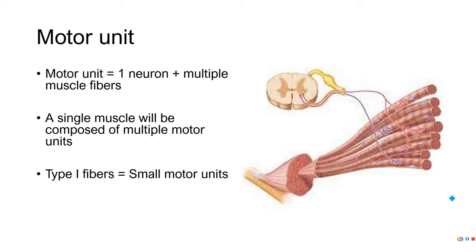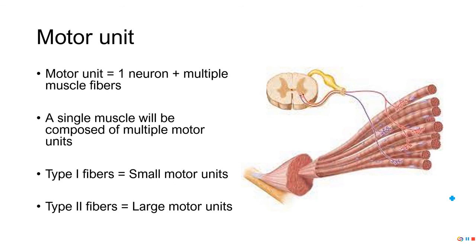Now when it comes to these motor units, type 1 fibers, the aerobic ones, have small motor units. So they don't innervate as many muscle fibers. The neurons themselves are smaller. And then type 2 is the opposite. They have big neurons and lots of muscle fibers that generate lots of force.